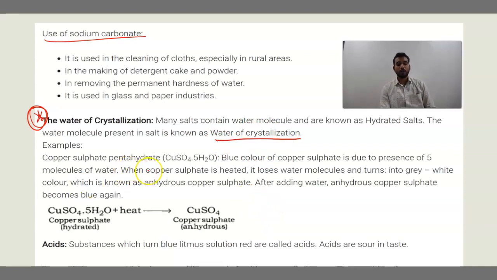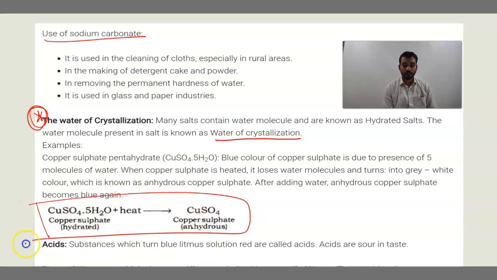Example, copper sulfate pentahydrate. The blue color of copper sulfate is due to the presence of 5 molecules of water. When copper sulfate is heated, it loses water molecules and turns into grey white color, which is anhydrous copper sulfate. After adding water, anhydrous copper sulfate becomes blue again. So you just remember what you mean by water of crystallization. One example, you can make a note of this, and remember this chemical reaction.